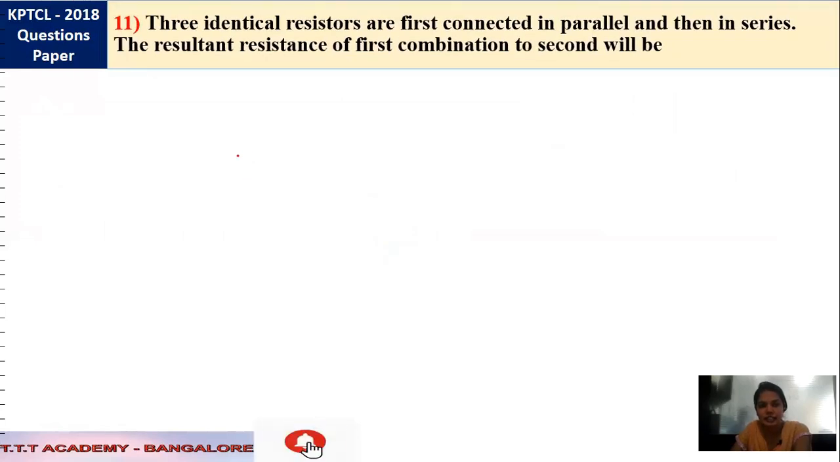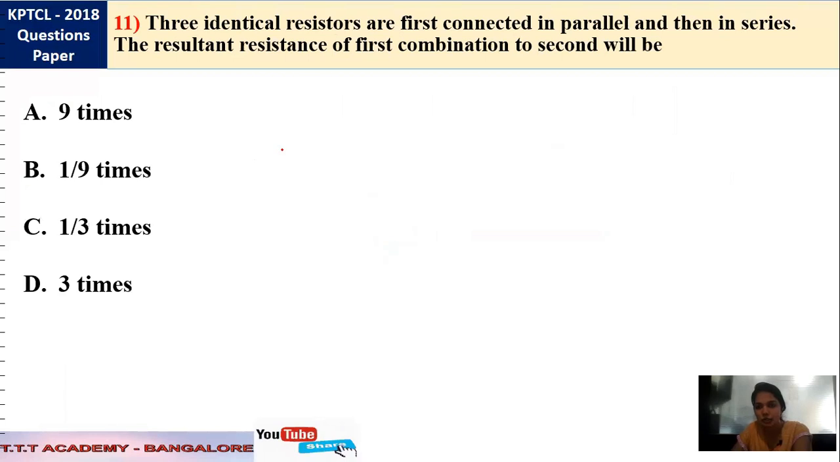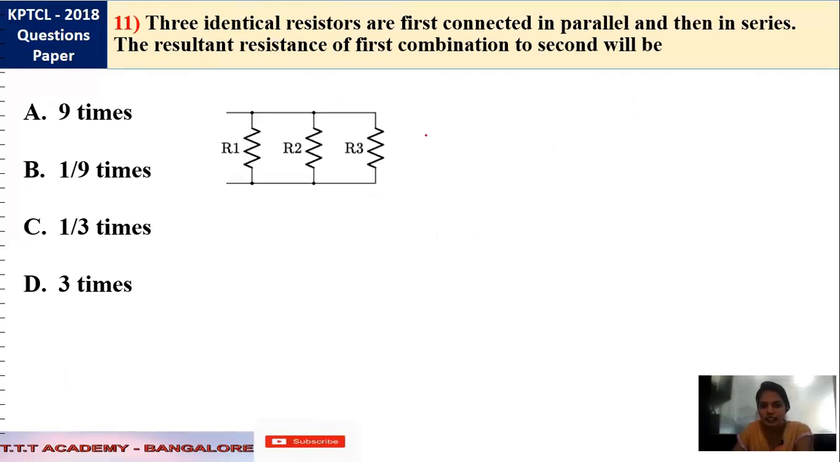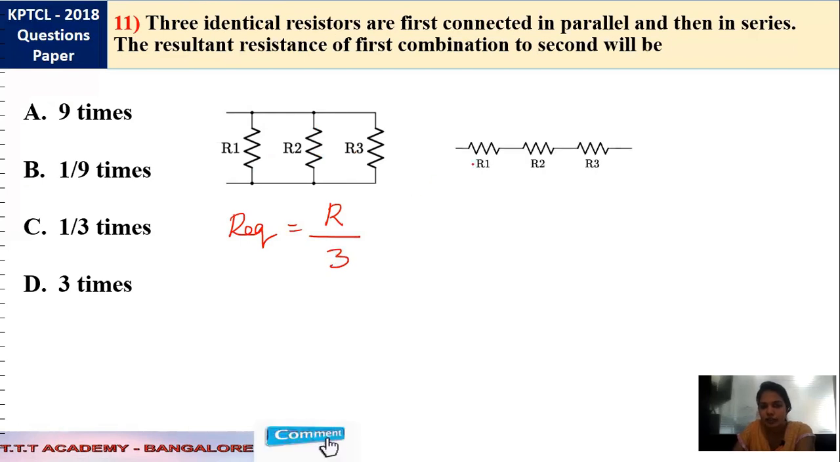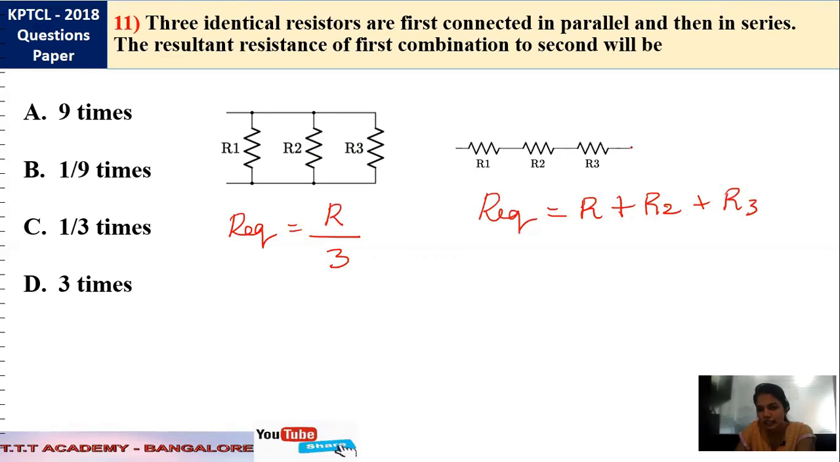So the 11th question is, three identical resistors are first connected in parallel and then in series. The resultant resistance of first combination to second will be. So these are the three resistances connected in parallel. If the three identical resistors are connected in parallel, then the equivalent resistance is given by the value of resistance of one resistor divided by the total number of resistors, that is 3. If the resistances are connected in series, then the equivalent resistance is given by R1 plus R2 plus R3. Since all the three resistors have equal resistances, then the R equivalent will be 3 into R.